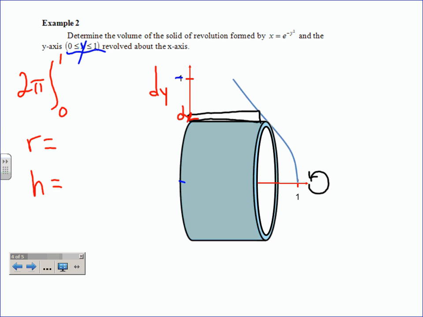So the height of this one right here, isn't it the function? How about if I did the one that's down here? Would the height also be the function? Yep, so the function. How are you going to do that? It's with respect to y, though, so it has to be solved for x like they are. So it actually is just e to the negative y squared.